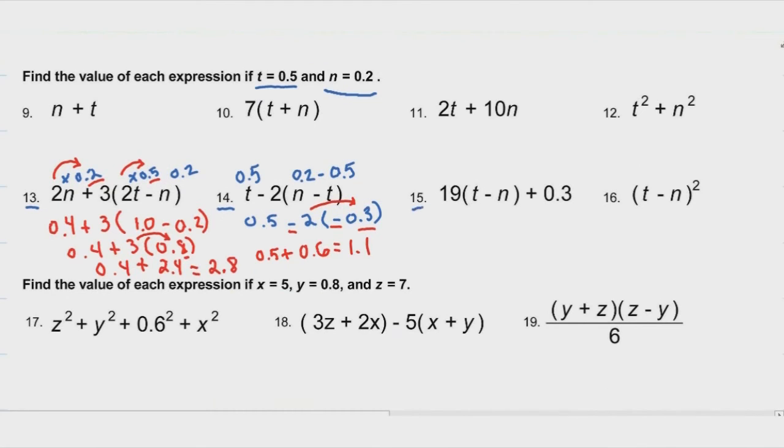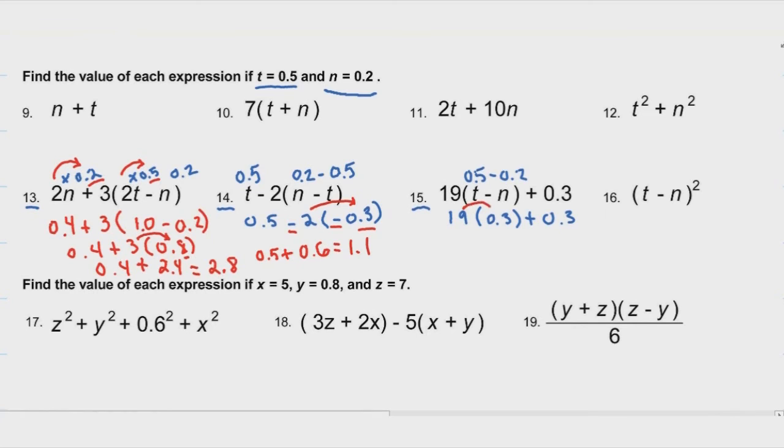All right, number 15. We have 19 times parentheses. A t is 0.5 minus an n, which is 0.2. And we know we already have to do the parentheses first, so let's just rewrite this. 19 times 0.5 minus 0.2 will give us 0.3 plus 0.3.